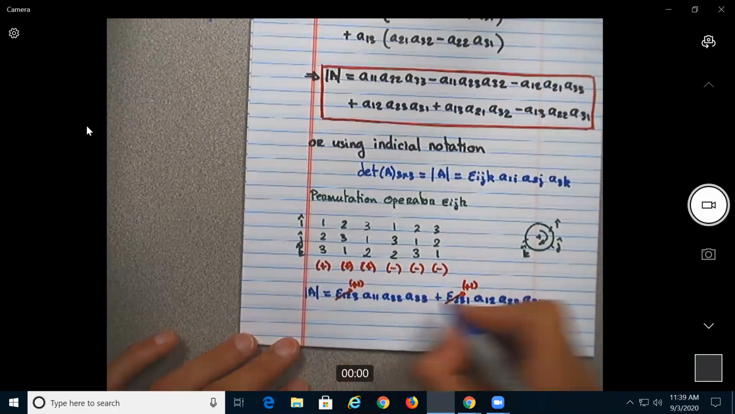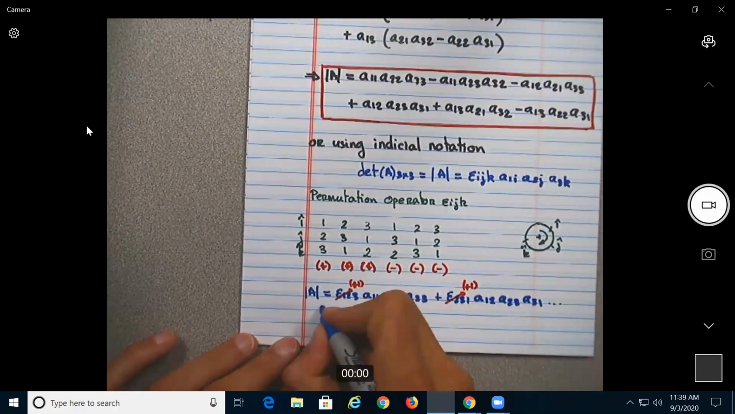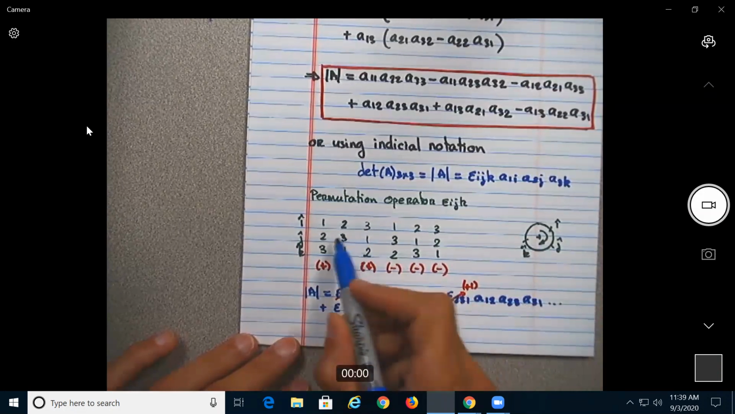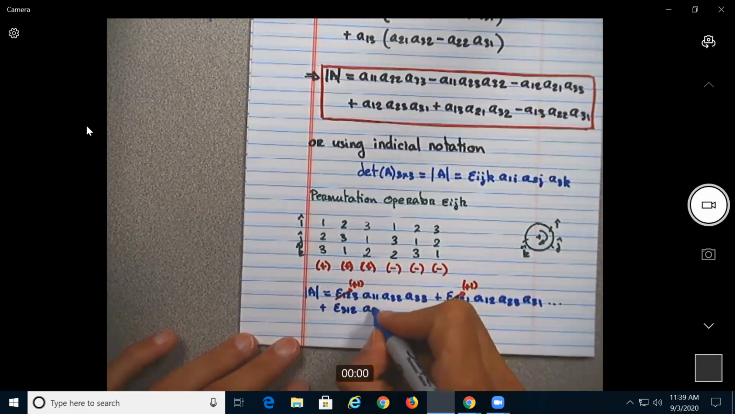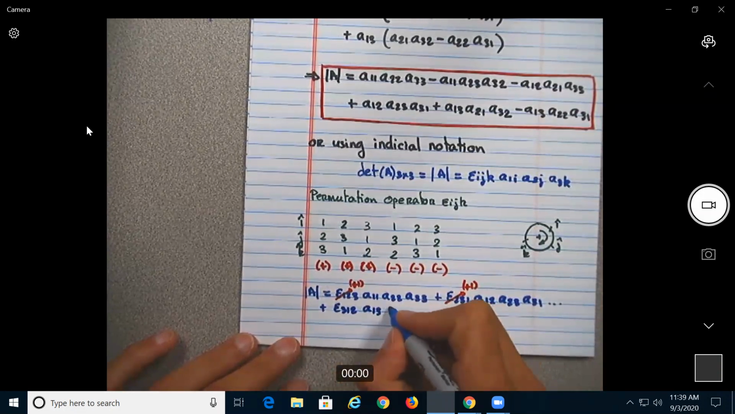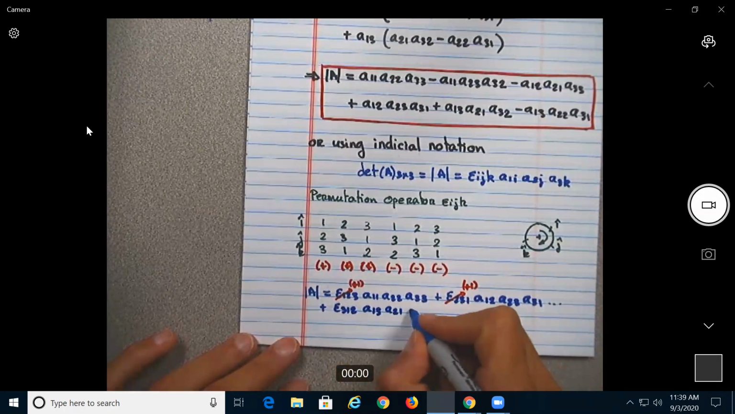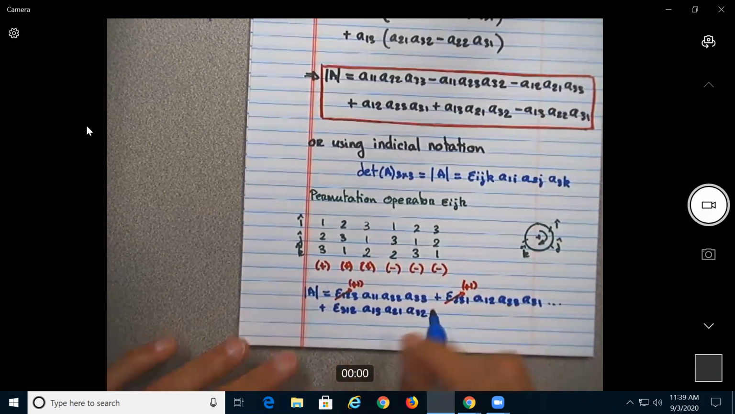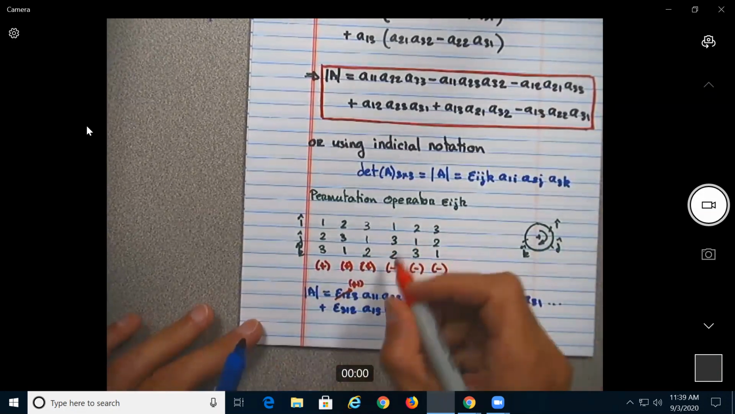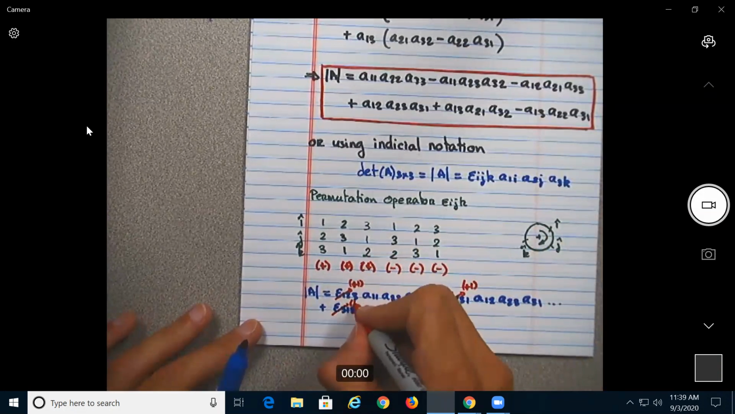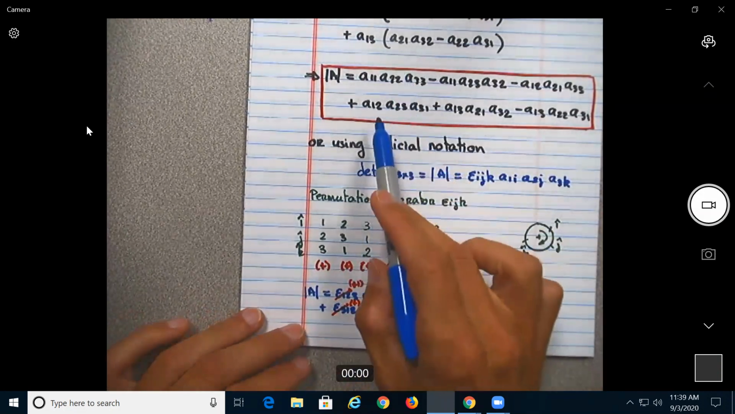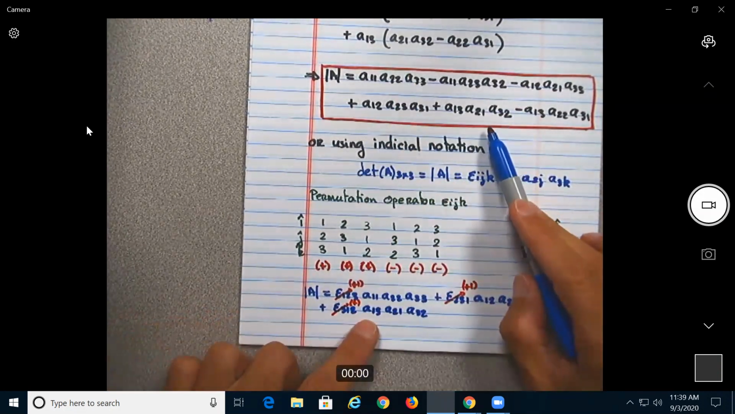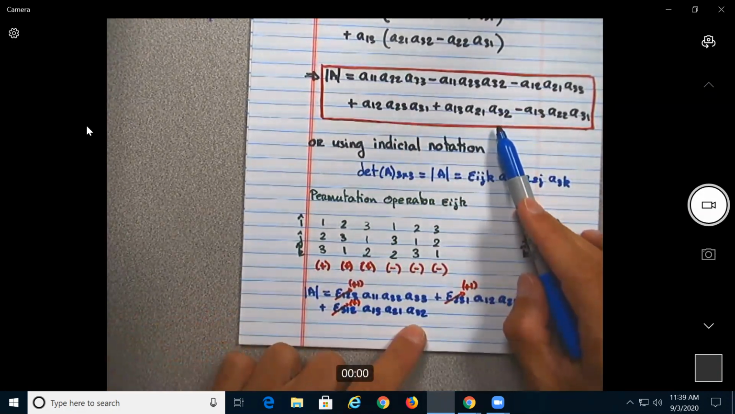Plus, I'm not gonna space here, plus epsilon, we'll do the third one, 3, 1, 2. So it will be A of 1, 3, A of 2, 1, A of 3, 2. And again, this one will be the last case of positive. So if this one is the positive, this one the positive, this one should be this one, no? A 1, 3, A 2, 1, A 3, 2. Okay, the three positives are the same.